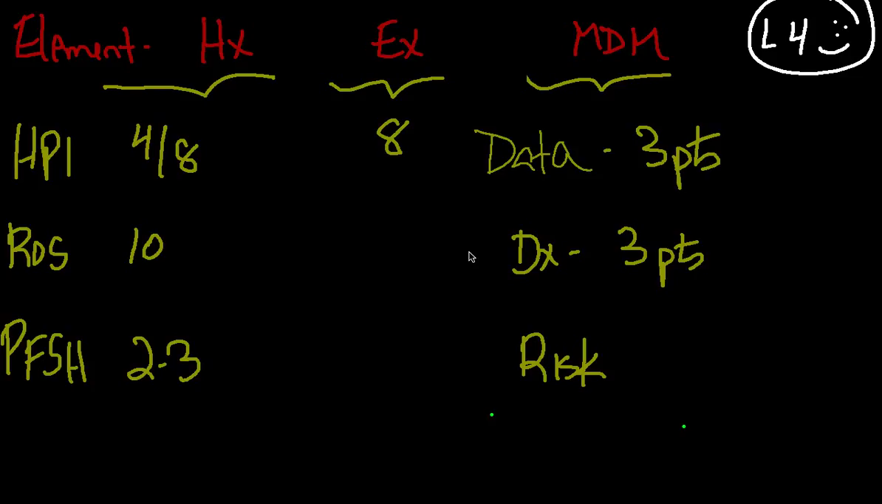In this last video for the MDM components, we're going to talk about risk. Now, risk is the most ambiguous component that I have found, in my opinion, when you look at all the components and all the elements. I find it ambiguous because it's not very mathematical in that you don't add up points or take the lowest score of the 3 points.